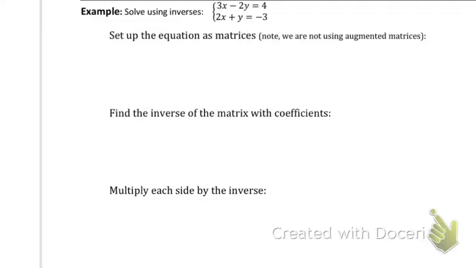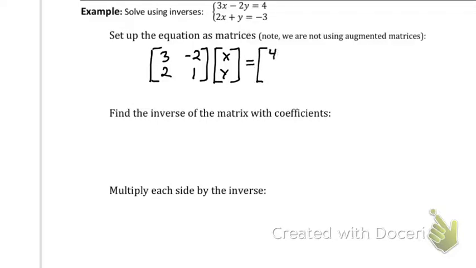So if I tell you to solve using inverses, you know you're not using an augmented matrix. Augmented matrices have that straight up and down line, and it's just one matrix. When we're setting up matrices for inverses, we're going to set it up as 3 different matrices. We'll set up a matrix with the 3, -2, 2, and 1. In other words, the coefficients. We'll have a matrix for our variables. That'll be x and y. And we will have a matrix with our 4 and -3. And if you ever doubt yourself that you set it up right, just do your multiplications.